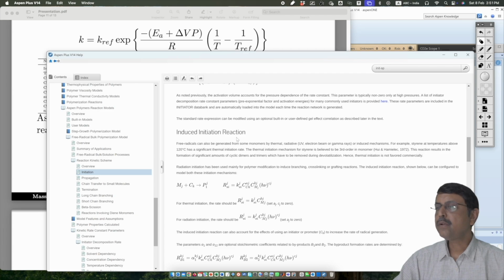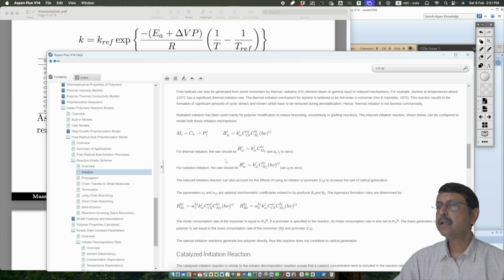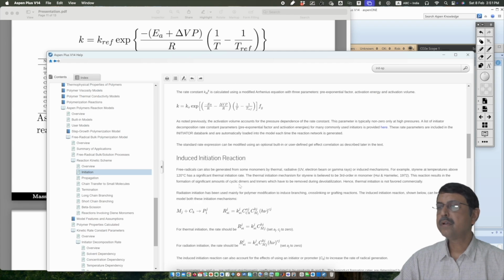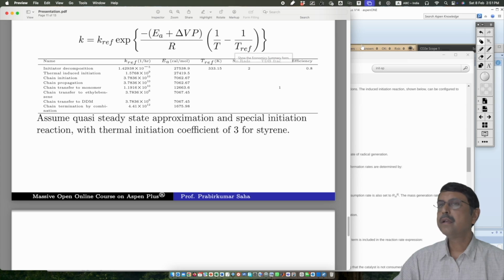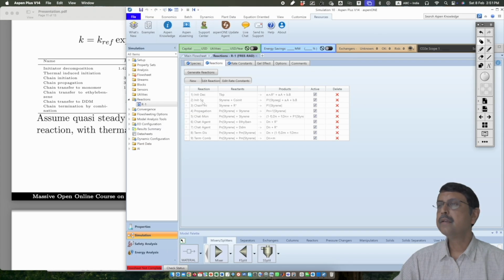And then this is the initiator decomposition reaction. Then this is the induced initiation reaction. There are two types of induced reaction. One is thermal initiation, another is radiation initiation. So thermal initiation and radiation initiation are special types of reactions, so they are called special initiation reactions, or init SP.